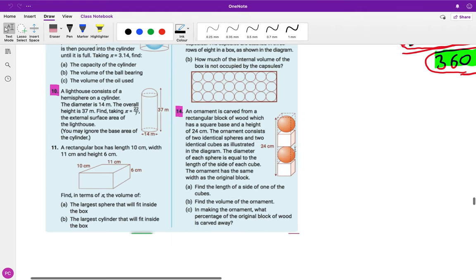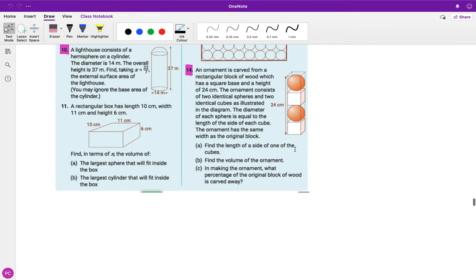Question number 10. I'll try and fit that in underneath here somewhere, if we can. So question number 10 is this one down here about a lighthouse. A lighthouse consists of a hemisphere on top of a cylinder. So there's the general shape of a lighthouse.